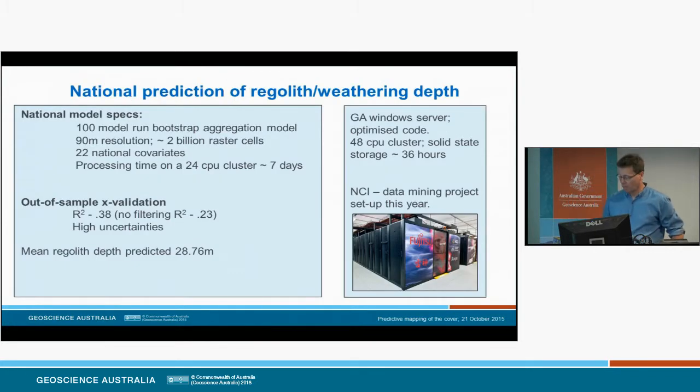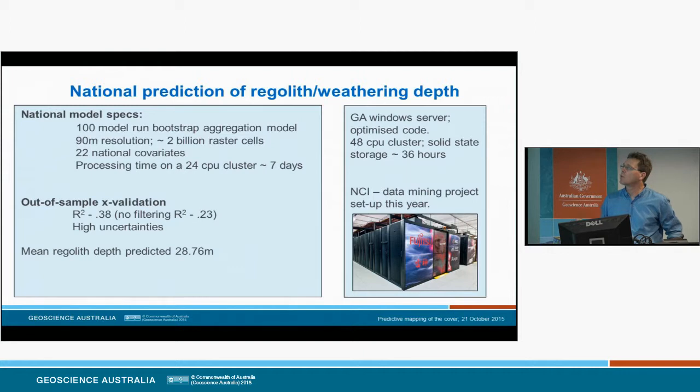Before I show you the result, just a few stats. So we ran this 100 model bootstrap aggregation analysis. We did it on a 90 metre resolution grid. So it's over 2 billion raster cells using 22 covariates. And it took initially, this is on a 24 CPU cluster, so a high performance computer, about 7 days to run. Unfortunately, the out of sample correlation is quite low. It's 0.38. If we didn't do the filtering, it would be 0.23, so we've improved it slightly, with quite high uncertainties. And the mean regolith depth predicted was close to 30 metres.